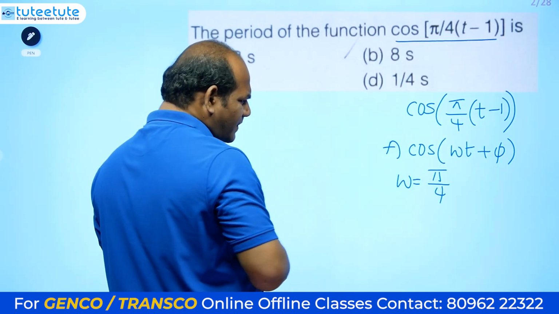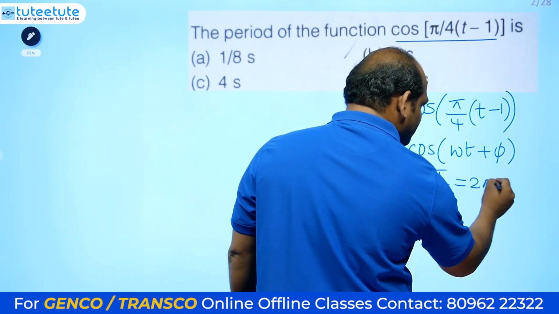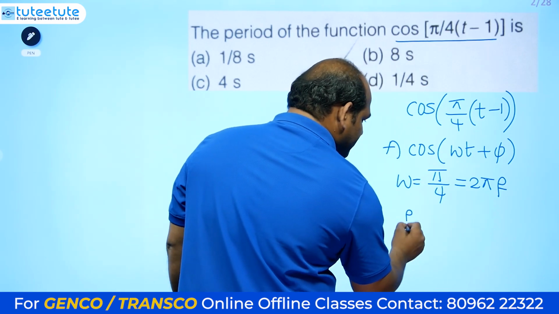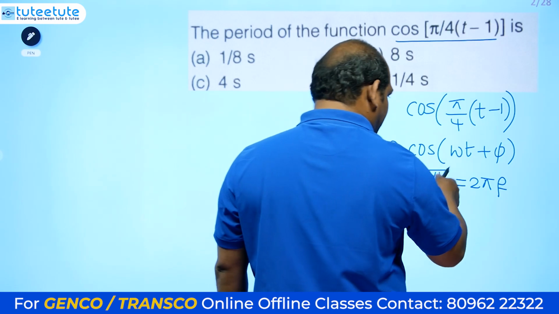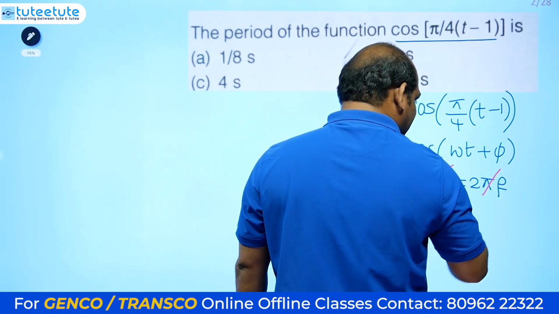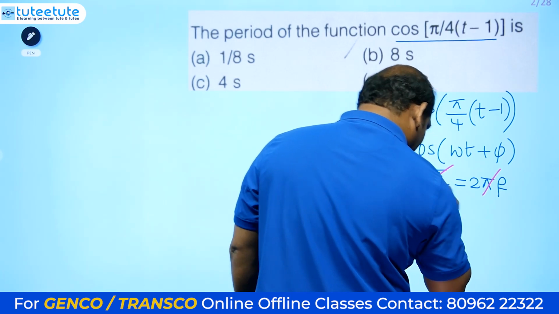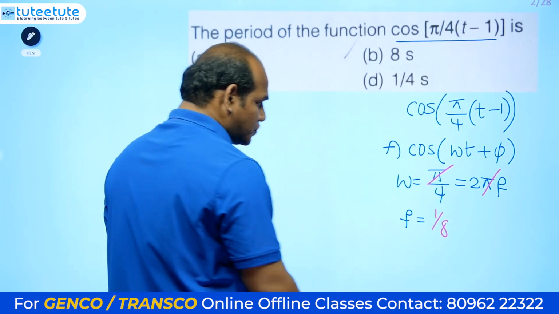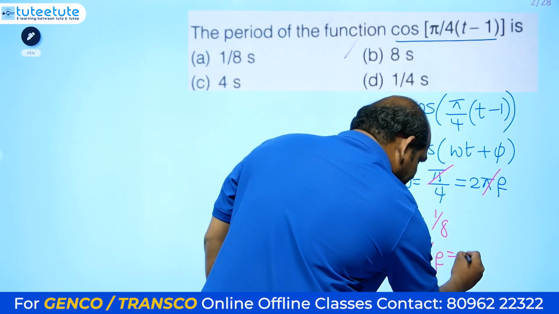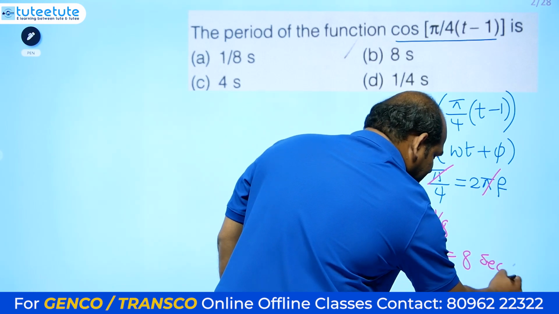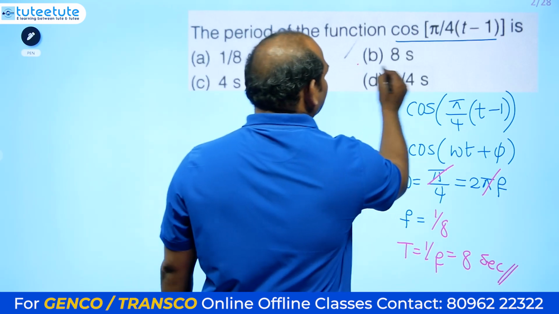And this is equal to 2 pi f, and from this you can write the f value. F is the normal frequency measured in hertz. So here pi will be cancelled and these two you can send this side. That means you will get a frequency of 1 by 8. So time period is equal to the inverse of the frequency, that is equal to 8 seconds you will get. So this is the time period of the given signal. So 8 seconds means this is the correct option.